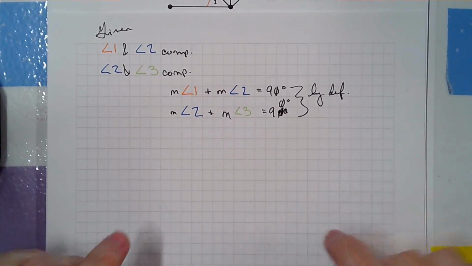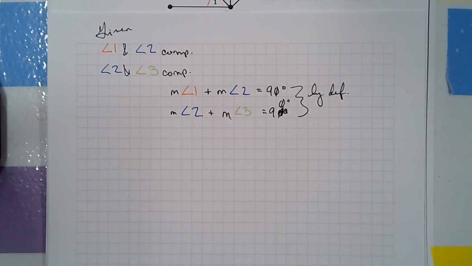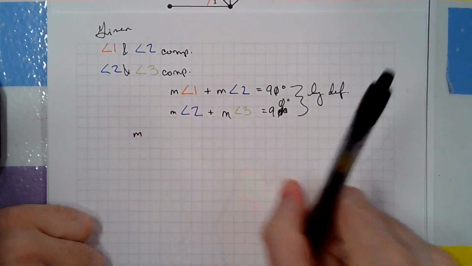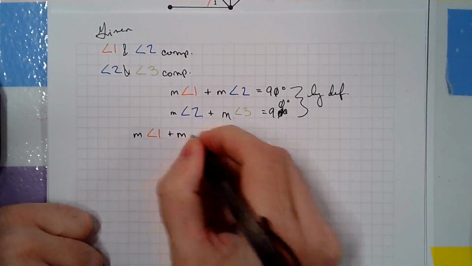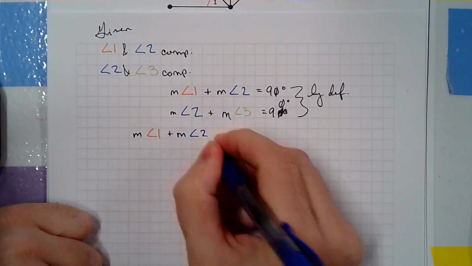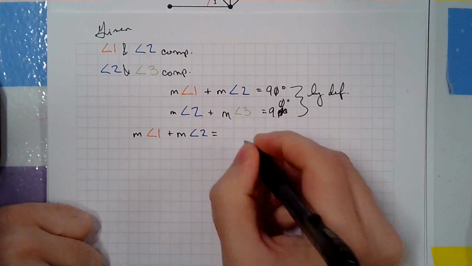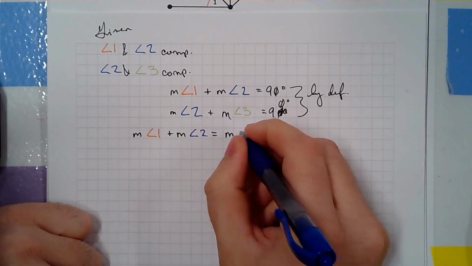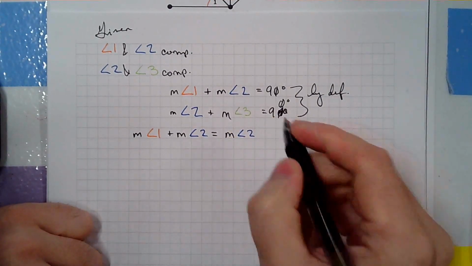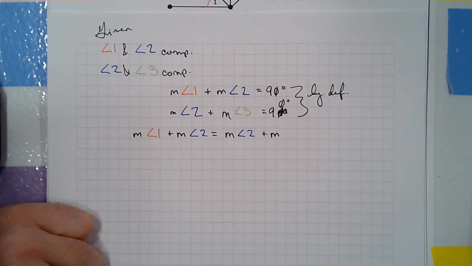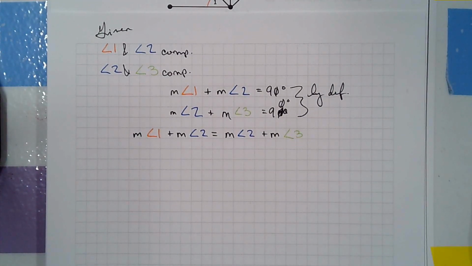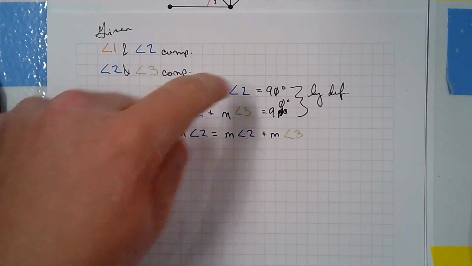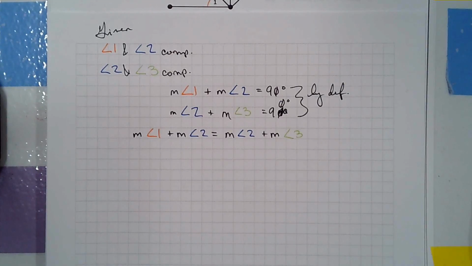So taking these guys and putting them together. So I know that the measure of angle 1 plus the measure of angle 2 should equal the measure of angle 2 plus the measure of angle 3. Right? They both equal 90, so they equal each other. Right? It's a little less messy than having to move the 1 over and then switch stuff in, right?